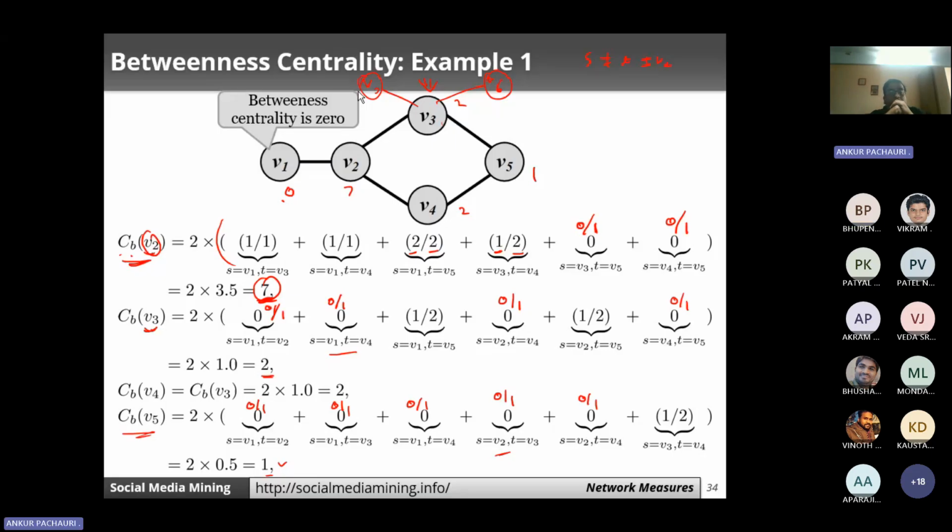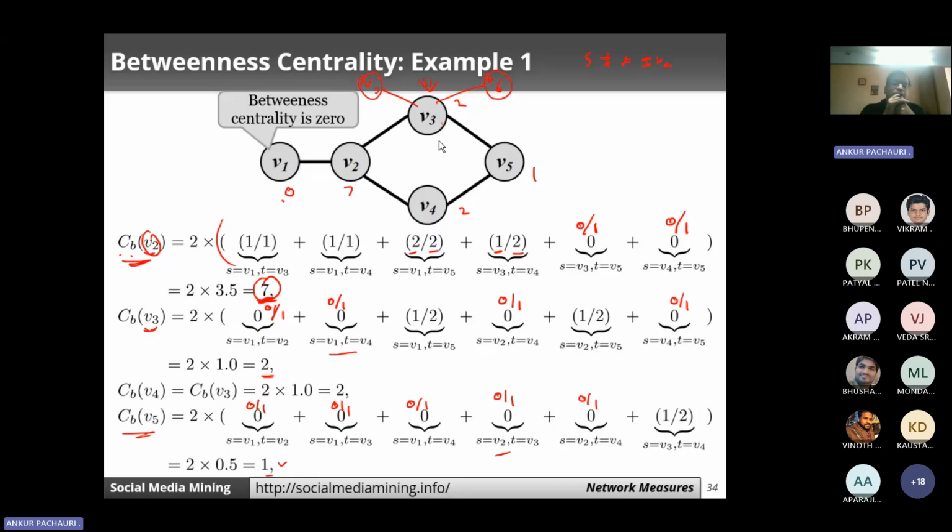Another example: V3, V4, and V5 all have degree 2, but for V5 the betweenness value is 1, whereas V3 and V4 have higher betweenness. V5 is not that important in terms of path connectivity. V2 and V3 have the same degree, but among them V2 has the highest value, which is equal to 7.